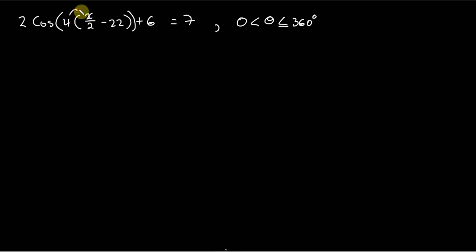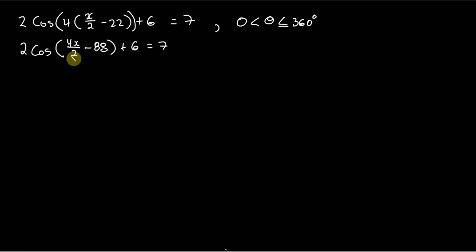Well, it stands out, we can use the distributive property here with this 4. We distribute across that internal bracket. So let's do that, and we should be able to start cleaning things up a bit. We're going to get 2 cos of 4 times x over 2. I'll write it all out to make it explicit: 4 times x over 2, that's 4x over 2. 4 times negative 22, that's going to be negative 88. We close the brackets off, and we still have our 6, and all of that is still set to equal 7.